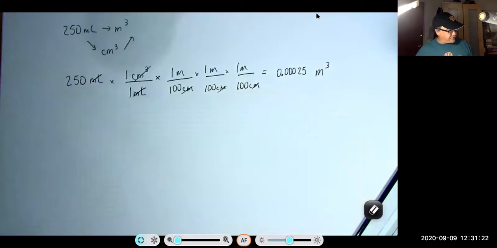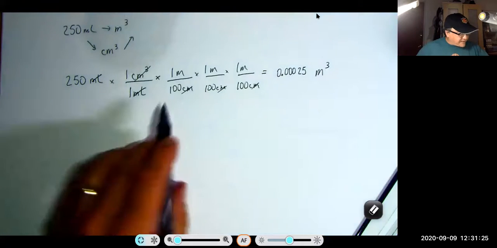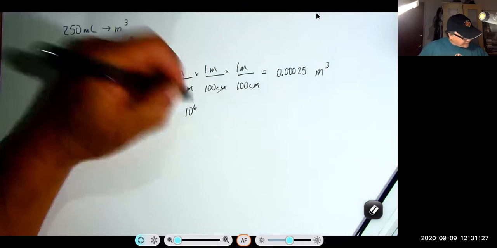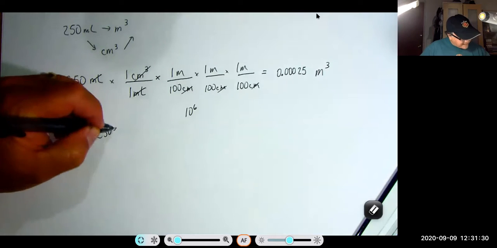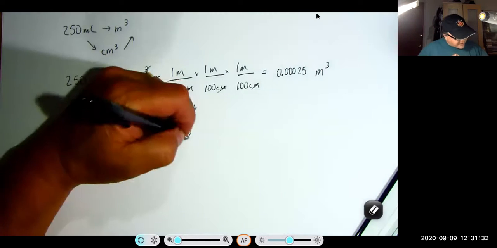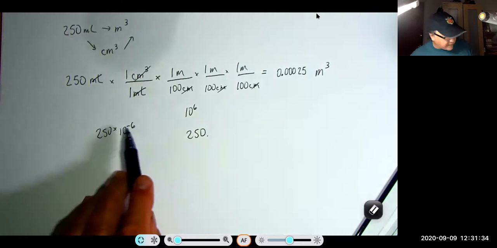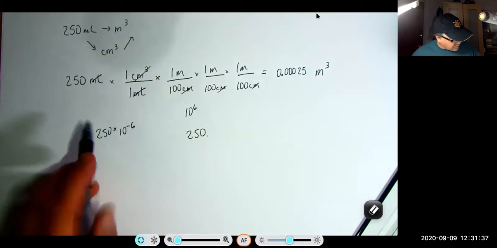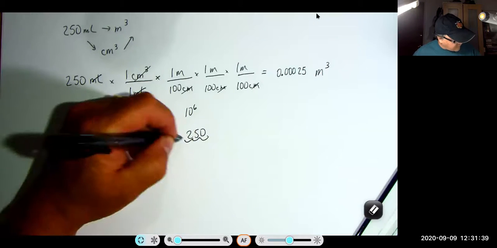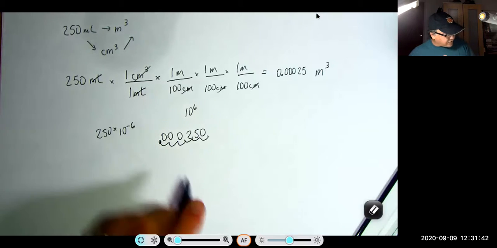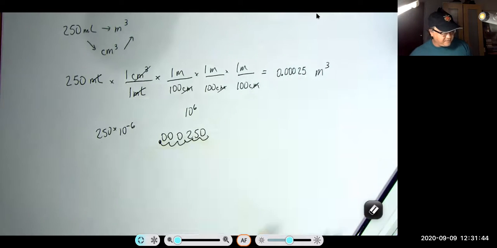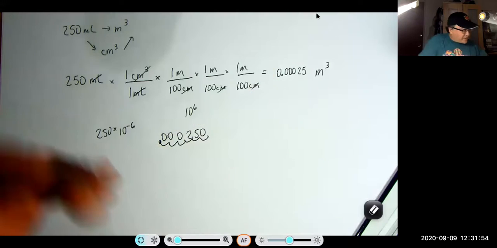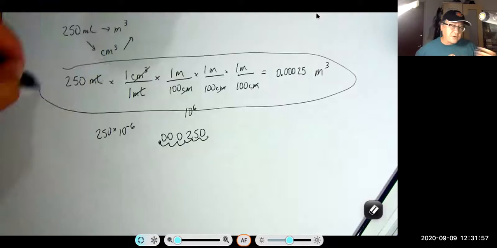which puts us at 0.00025 meters cubed. So when I divide this by a million, that's 10 to the 6. So it becomes 250 times 10 to the minus 6, which means I move the decimal over. Since this is a minus 6, I want to make this number smaller. So 1, 2, 3, 4, 5, 6 times. So that's how I get the 0.00025 meters cubed. And so that means my estimate was wrong by tenfold. So this is one way to show the answer, and that's perfectly acceptable.